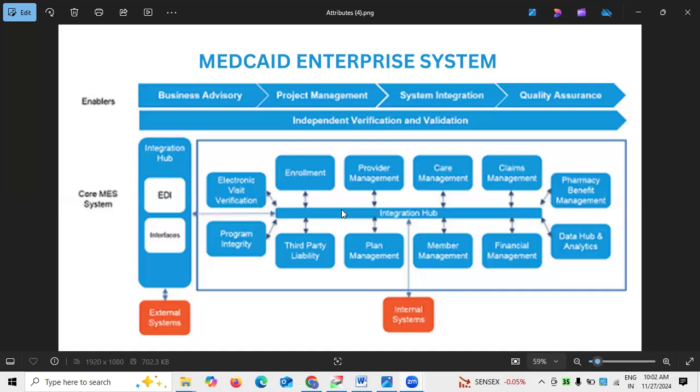Of course, I've written it wrong, it should be Medicaid, M-E-D-I-C-A-I-D. So that is what the Medicaid Enterprise System is all about. And tomorrow I'm going to discuss MMIS, how this works, how this functions, and all that I'm going to discuss tomorrow.